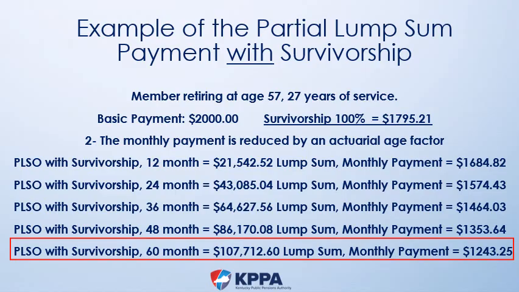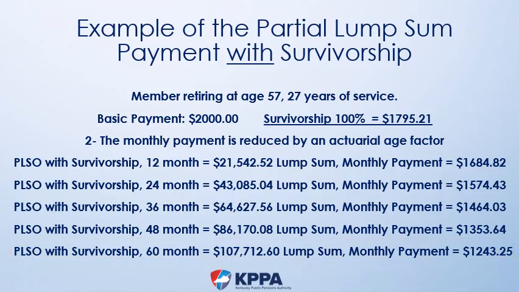$1,353.64. And lastly, if the member chose the 60-month PLSO with survivorship option, they would receive a one-time lump sum payment in the amount of $107,712.60, and the monthly payment would be $1,243.25. If you wish to review your own payment options, including the PLSO option, you can log into your member self-service account at myretirement.ky.gov and click on the Benefit Estimates module.